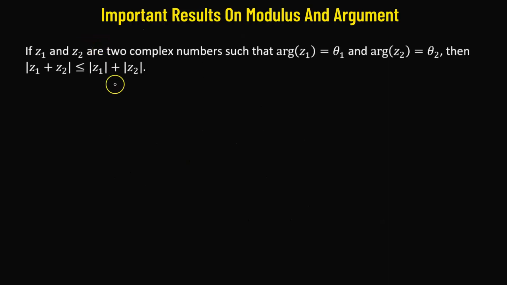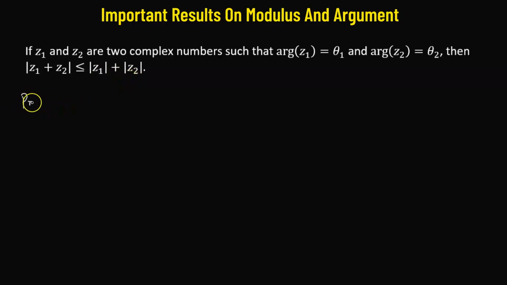We have two complex numbers, z1 and z2, and the arguments of each complex number are given as theta 1 and theta 2 respectively. Then the absolute value of the sum of the two complex numbers is less than or equal to the absolute value of z1 plus the absolute value of z2. So let's begin.